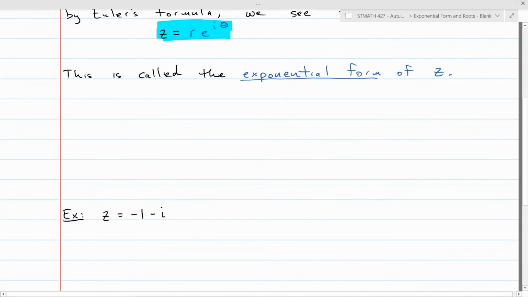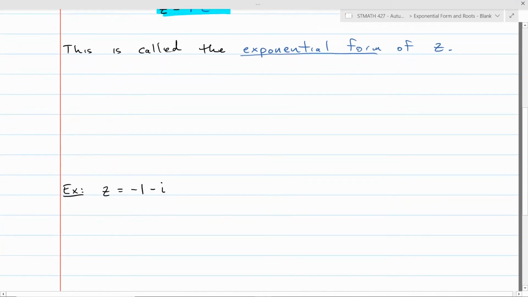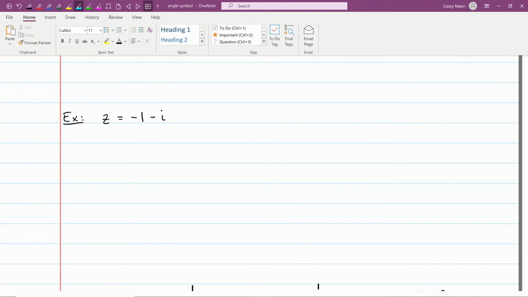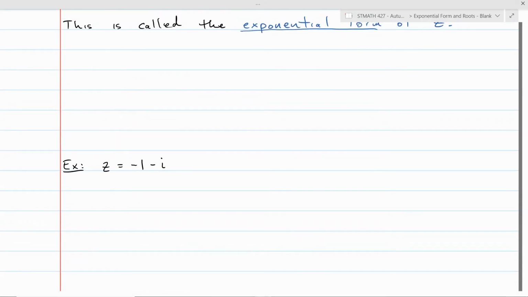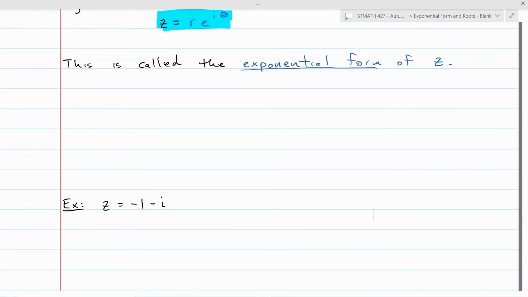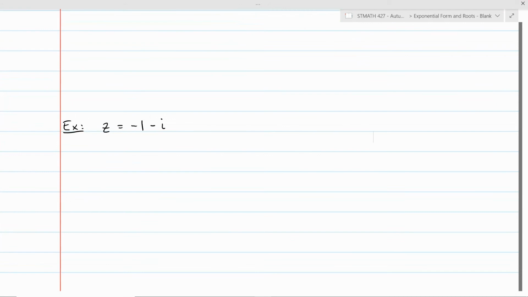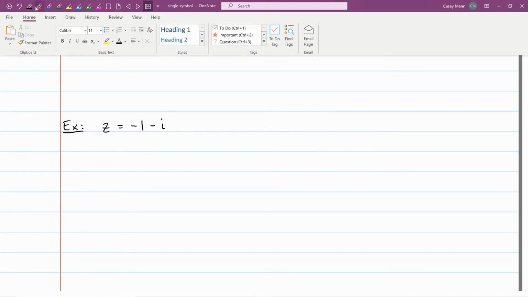Let's see that we understand the concept with a very concrete example. So here's the complex number -1 minus i, and I want to put it into its exponential form. If you want to find the exponential form of a complex number, you just have to figure out what its r and its theta are. It's essentially the same thing as getting the polar form of it. You just write down the formula a little differently, but you have to find r and you have to find theta. It's helpful for me to think about it geometrically.